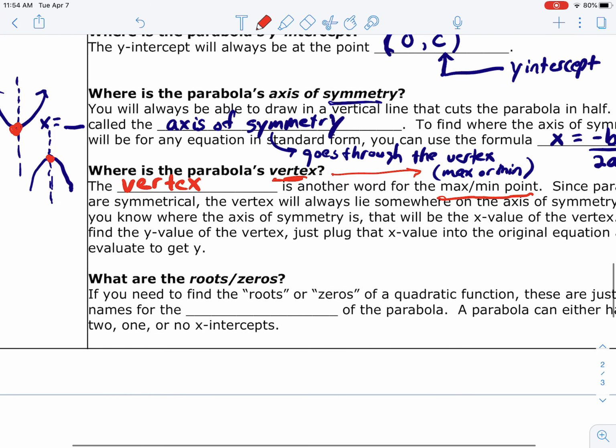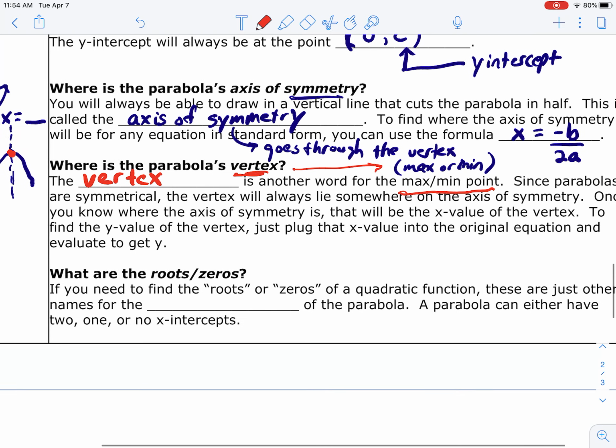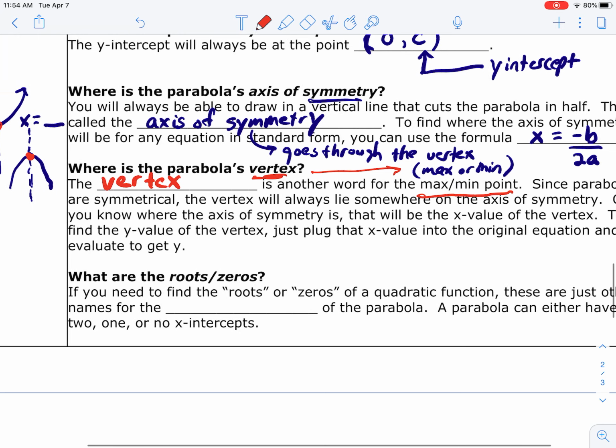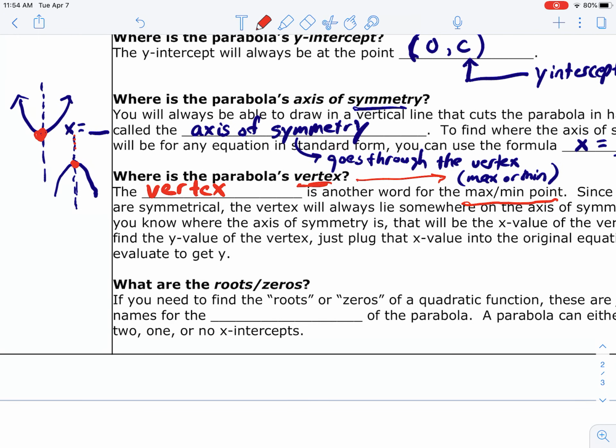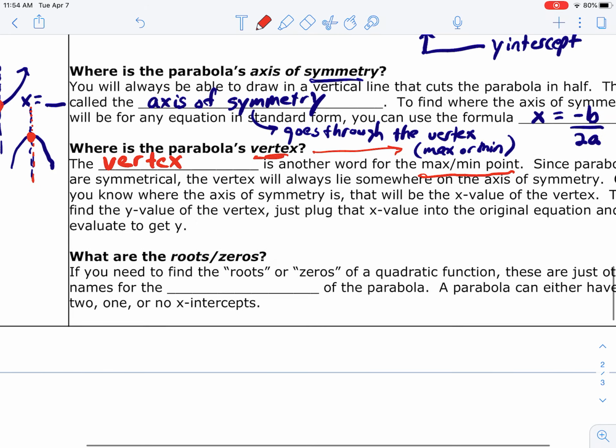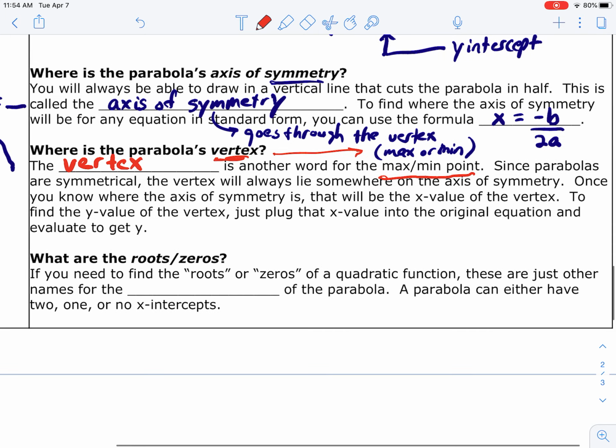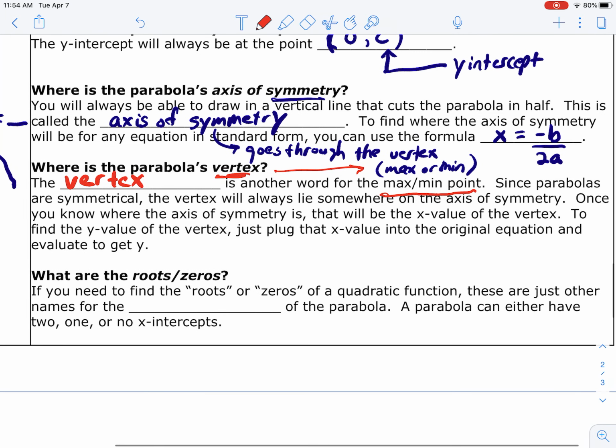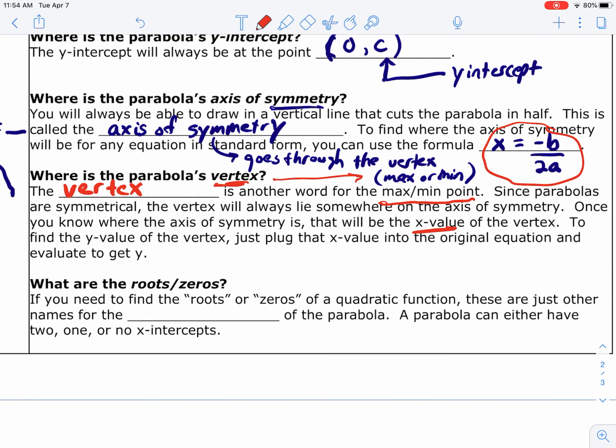So since parabolas are symmetrical, in other words, they're divided equally in half, the vertex will always lie somewhere on that axis of symmetry. So that axis of symmetry always goes through the vertex, and the vertex is always on that dividing line. So once you know where the axis of symmetry is, once we know this piece up here, we automatically then know the x value of the vertex. And then to get the y value of the vertex, once we have that, we know the x value of our vertex point.